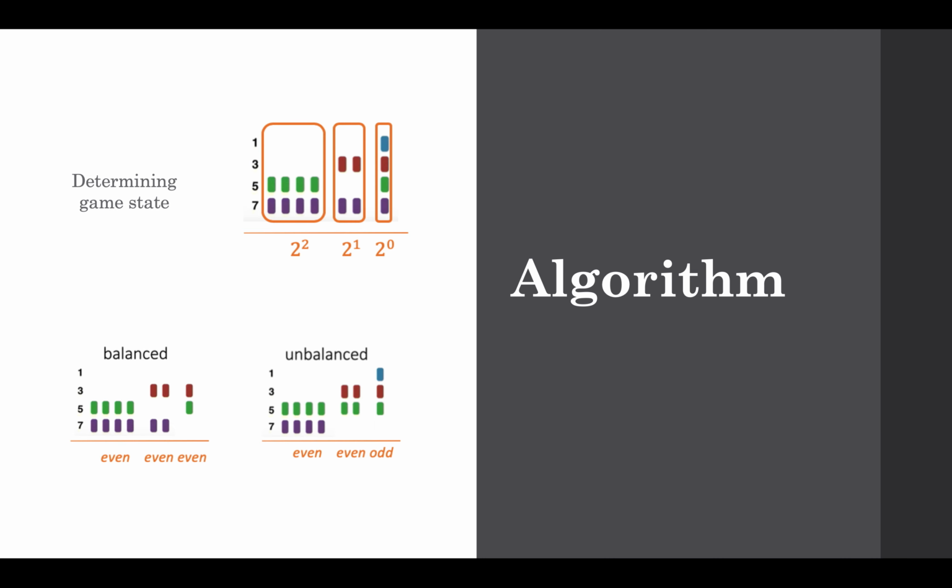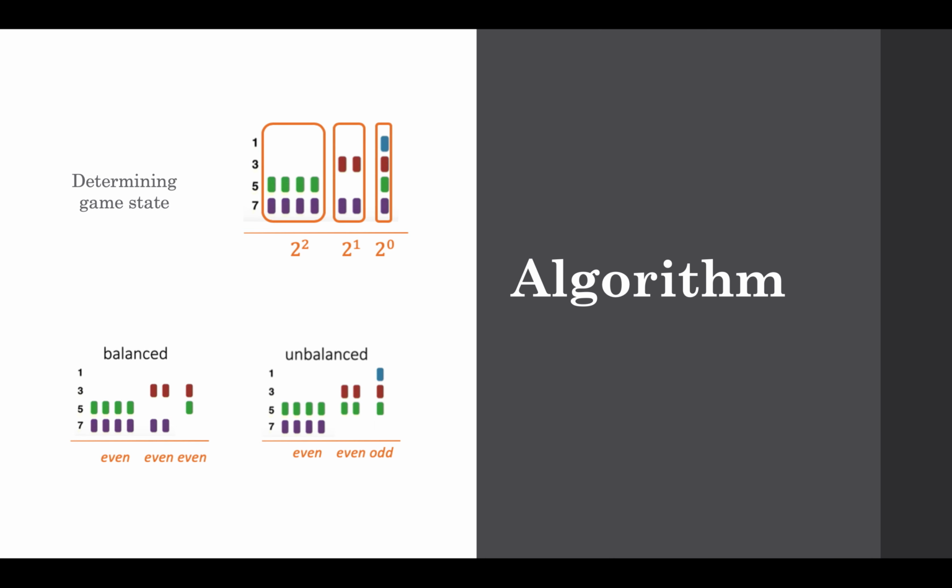Looking again at our game, its state is what we call balanced. At each column, and remember, each column represents a power of 2, there are an even number of objects. Now let's say a player removes 1 object from the purple row. There are now an odd number of objects in the 2 to the power of 0 column, and the game state is now unbalanced. If just one of the columns has an odd number of objects, the state is unbalanced.